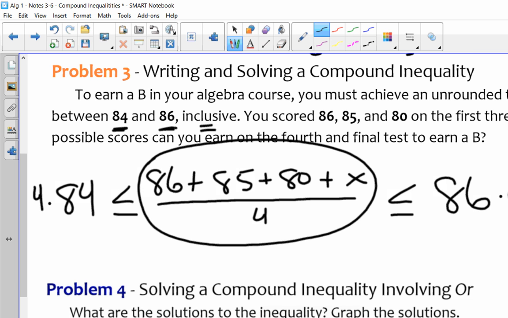And really when I'm doing this too, I'm multiplying the middle by 4 also. So really, all I'm trying to do is just make that go away. I made it go away, but I had to multiply the outside pieces by 4. Okay. So when I get that, I get this is 336 less than or equal to.